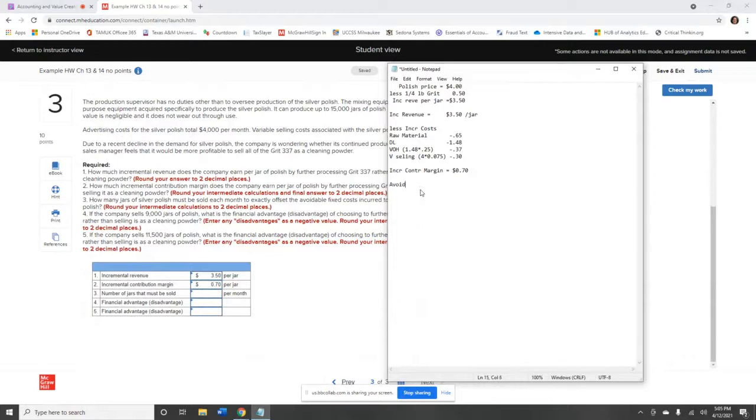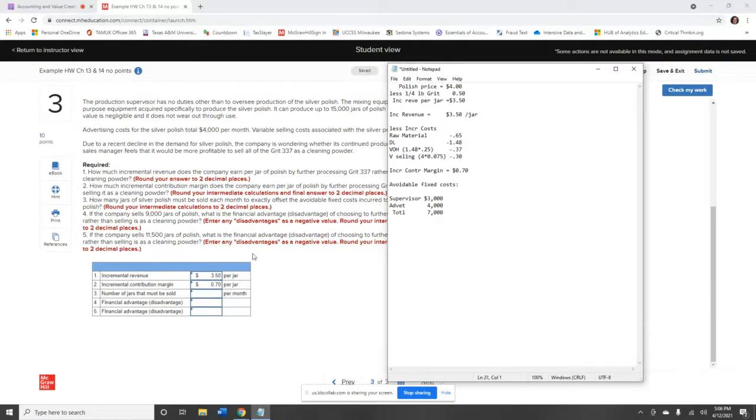So avoidable fixed costs are the supervisor, who was 3,000 a month, and the advertising, which was 4,000. So my total is 7,000. That's what I can avoid.